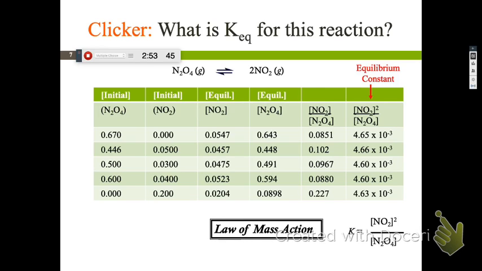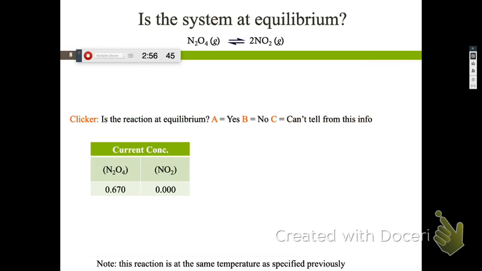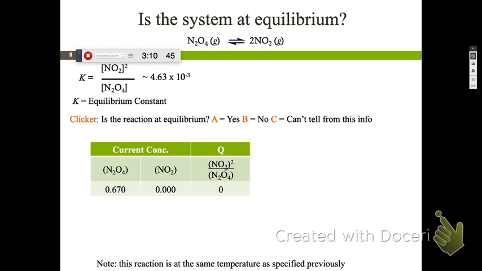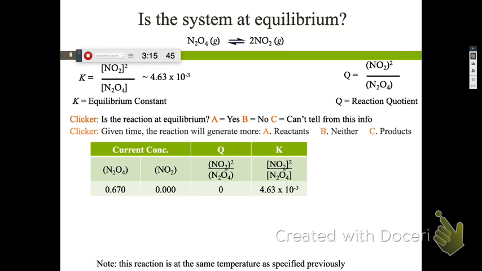So it means that we lie to the left. But the question that I just gave you guys was this one. If we do what Love said, and we look at our Q value right here, it's 0. It's right up against the far left side. So in order for that reaction to reach equilibrium, let's answer the second question here. Given time, will this reaction generate more reactants, more products, or stay where it is?